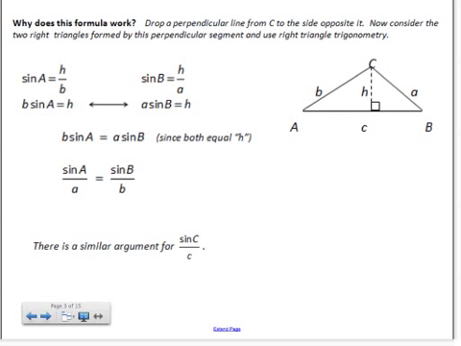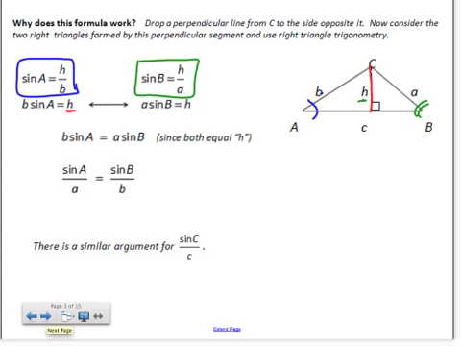Now, why does this work? It is so cool to look at this. When you drop the perpendicular, we're just going to call that height. When we look at angle A, you can see that the sine of angle A is opposite over hypotenuse. That's this formula. And likewise, the sine of angle B is opposite over hypotenuse. That's this formula. And you can take both of these formulas and solve them for H.